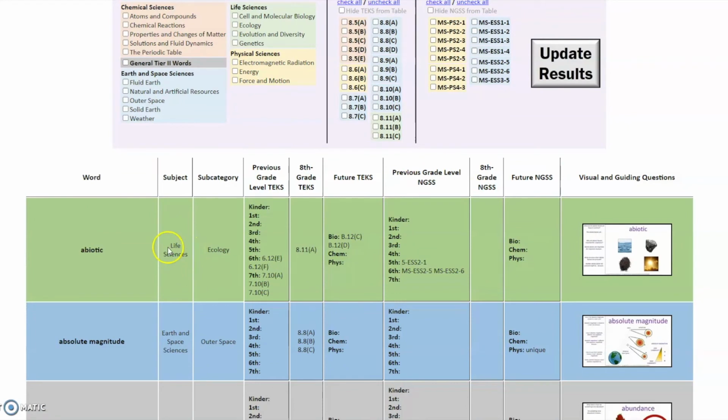There is the branch of science that the word falls under. There are the TEKS that the word appears in, as well as the NGSS standards. And also the TEKS and the NGSS standards are vertically aligned so that you can see that, for example, this word appears in 8th grade, but also appears in 6th grade, as well as in biology.